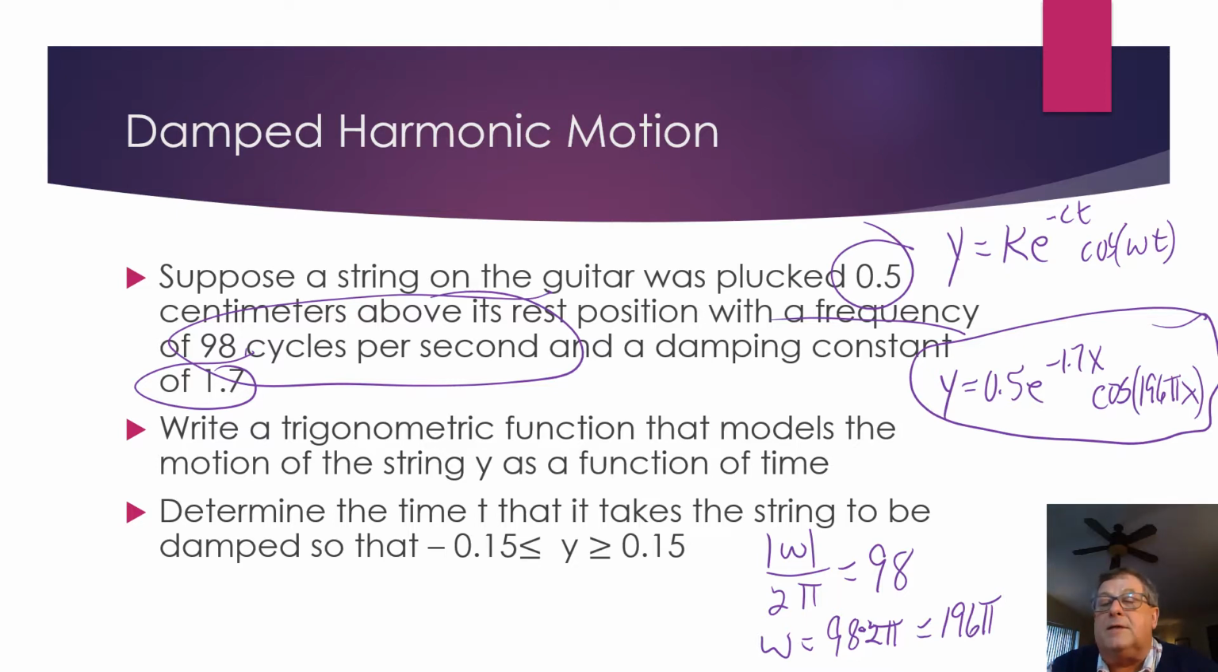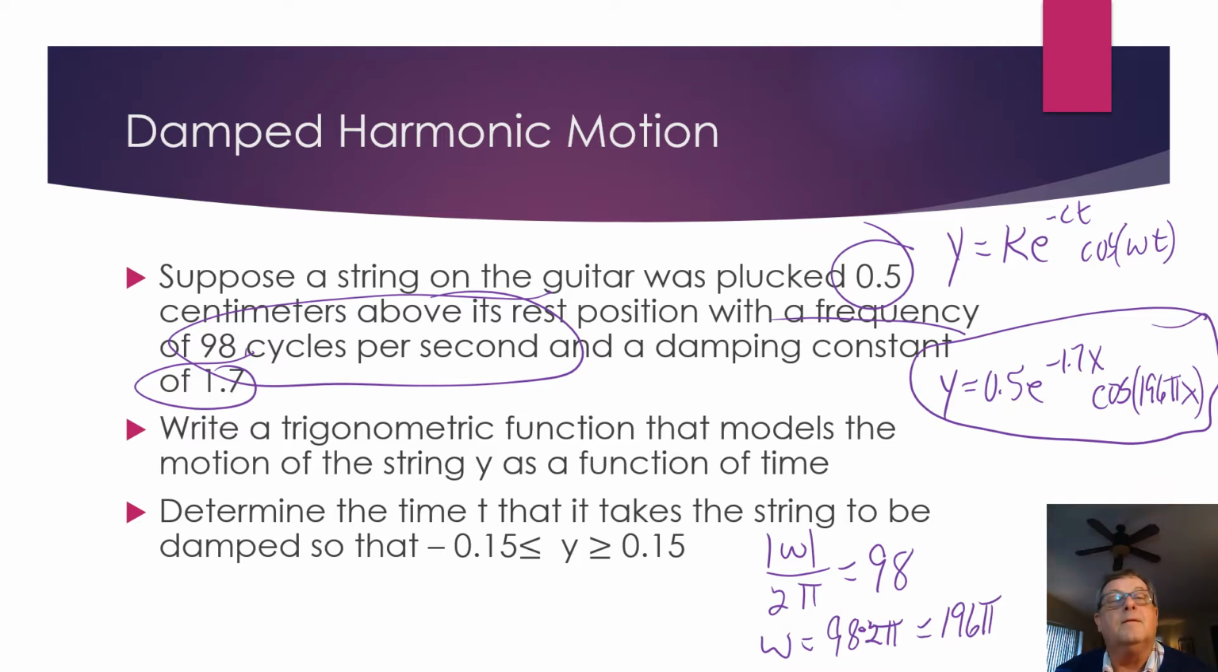0.5 times the natural base e raised to the power of negative 1.7x times the cosine of 196 pi, that's the period, times x, which is time. All right, then the last thing: determine the time that it takes the string to be damped so that y is greater than or equal to negative 0.15, but less than or equal to 0.15. I think we need to head to the calculator.